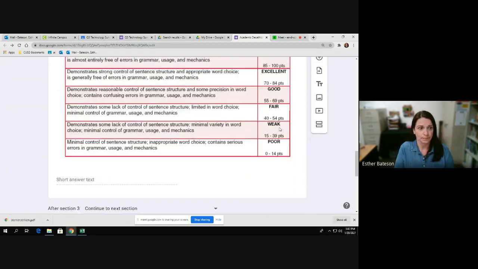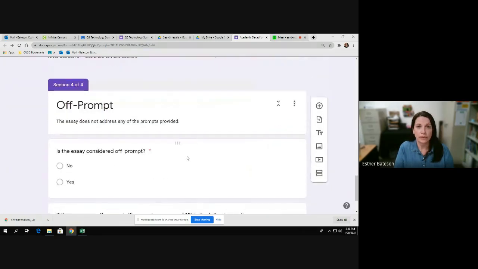Finally, if the text or their essay seems off prompt, you can mark it as off prompt. However, we ask that you contact your regional essay coordinator upon reading it. They will make the final determination whether it is off prompt or not.